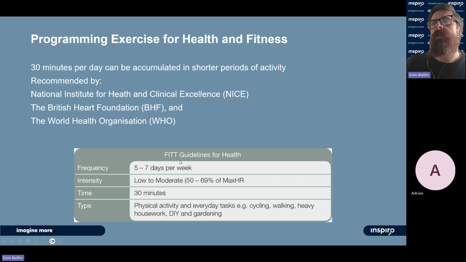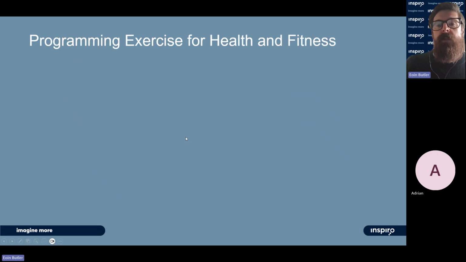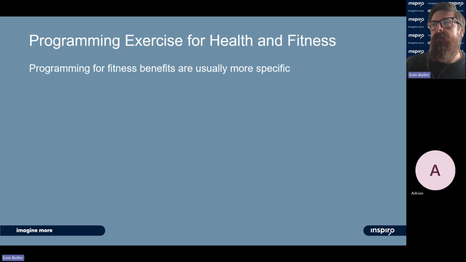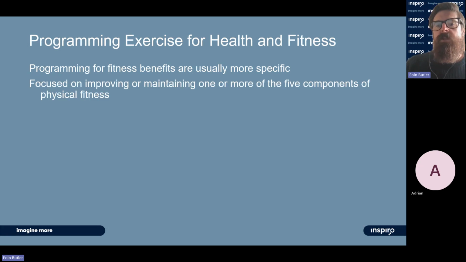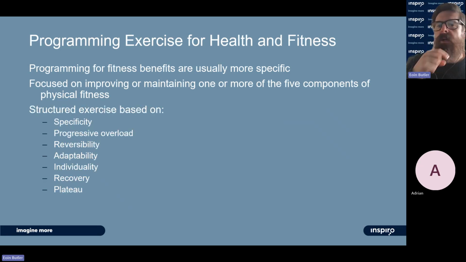So when we look at the FIT principle and guidelines for health, this is the bare minimum that people should be doing to ensure that they are living a healthy lifestyle when it comes to activity. Programming for fitness benefits is usually more specific. We're focusing on improving or maintaining one or more of the 5 components of physical fitness that we've just spoken about in this morning's session. Now we structure our exercise based on specificity, progressive overload, reversibility, adaptability, individuality, recovery, and plateau.